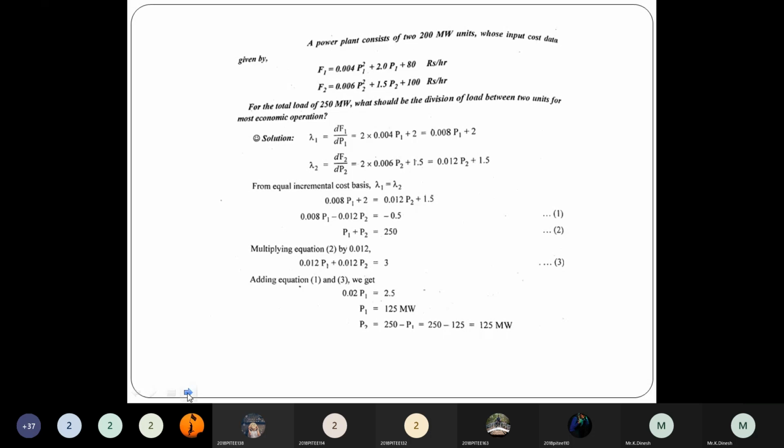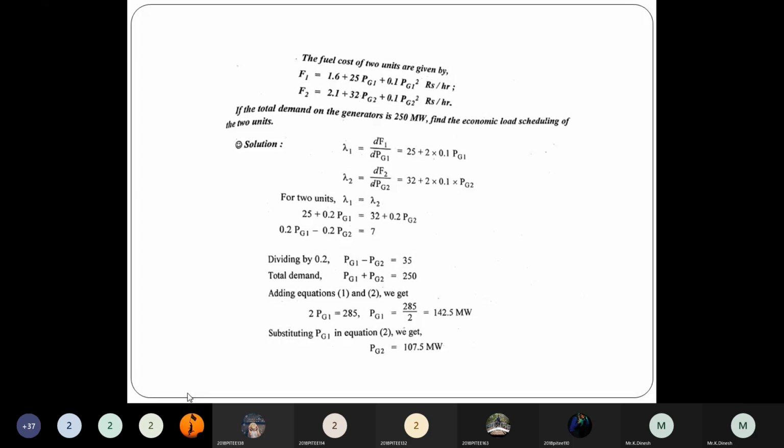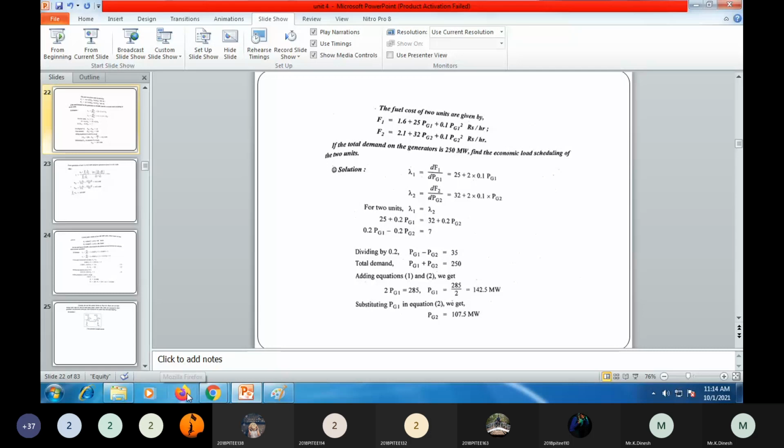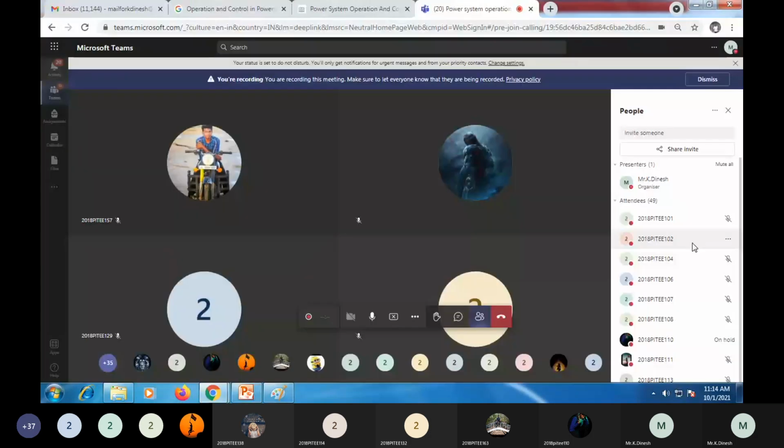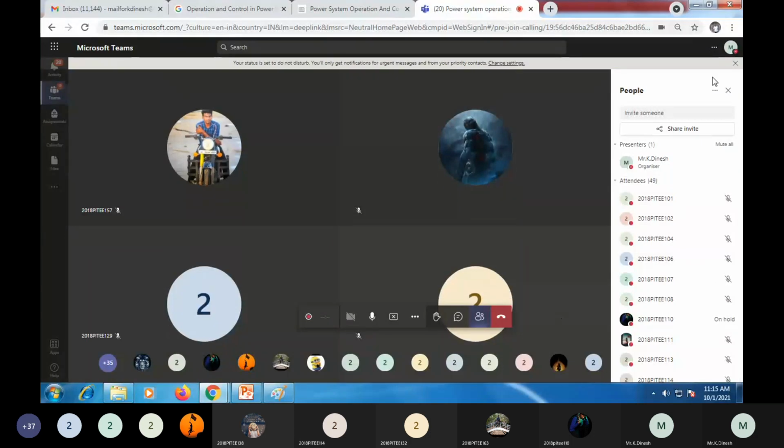Next problem. Do you have any doubts or clarification required in problem number 1?